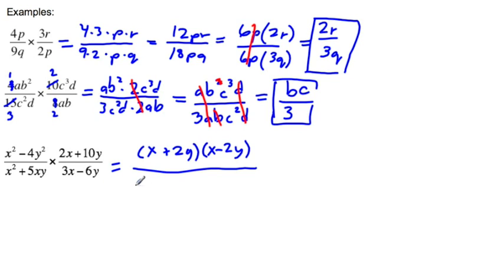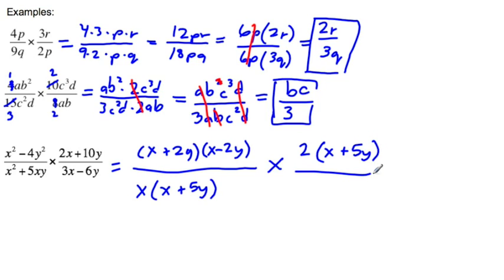And x squared plus 5xy has a common factor of x, and what I'm left with is x plus 5y. That's my first fraction. Now my second fraction, 2x plus 10y, I can factor out a common factor of 2, and I'm left with x plus 5y. And I factor out the denominator. I see a common factor of 3, and I'm left with x minus 2y.